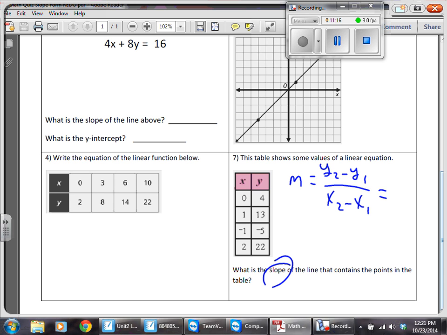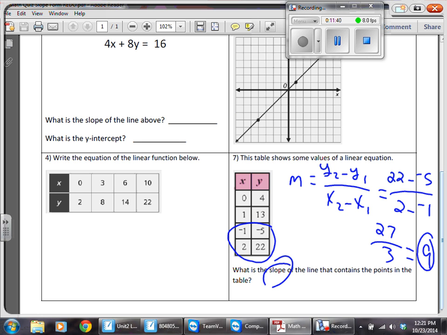Fill in some values. You can pick any 2 points. I'll show you that you can pick any 2 points. So let's pick the last 2 instead this time. So we'll do 22 minus negative 5 over 2 minus negative 1. 22 minus negative 5 is 27. 2 minus negative 1 is 3. 27 divided by 3 is 9.